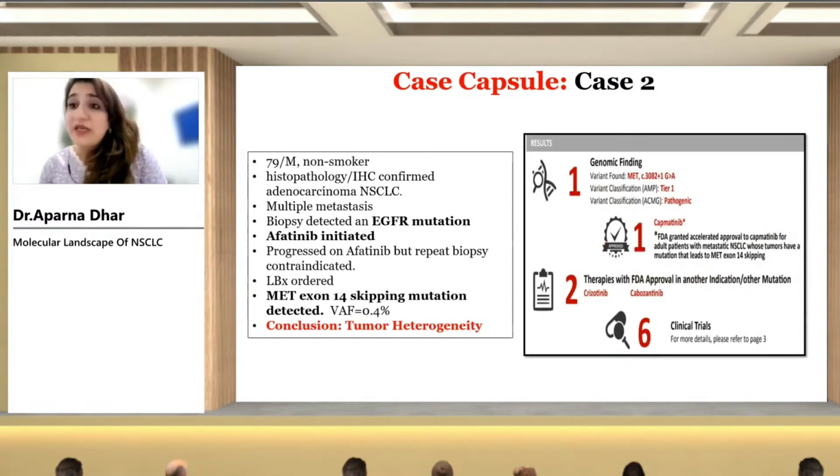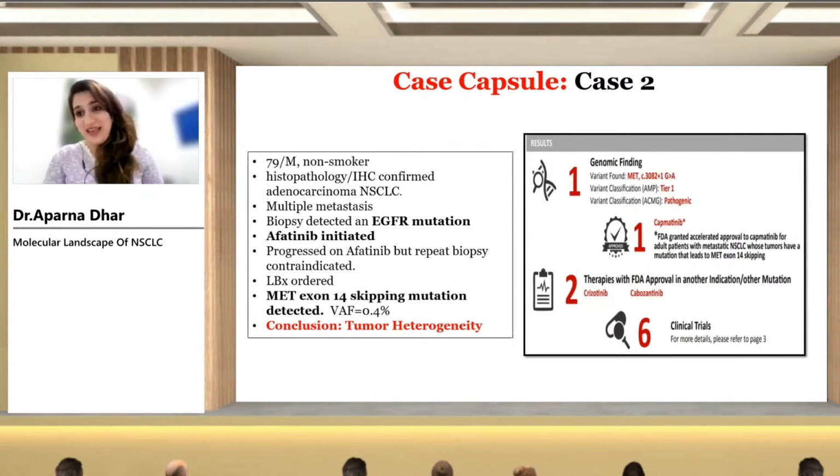Similarly, a 79-year-old male who was EGFR positive was started on afatinib. We know he was going to progress. He eventually progressed. Rebiopsy, no mutation was detected. Keeping his age in consideration, we sent him for a liquid biopsy. A MET exon 14 skipping mutation was detected, with a VAF as low as 0.4%. Now, because liquid biopsy has a higher depth of coverage, that in turn results in higher specificity and sensitivity in calling out these mutations. It is also because of tumor heterogeneity. This patient was immediately started on capmatinib.